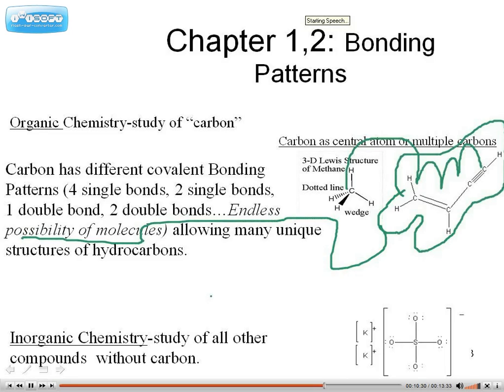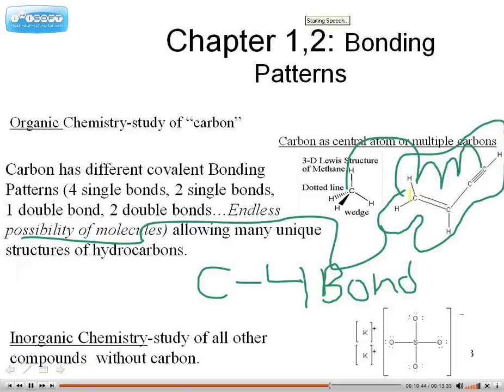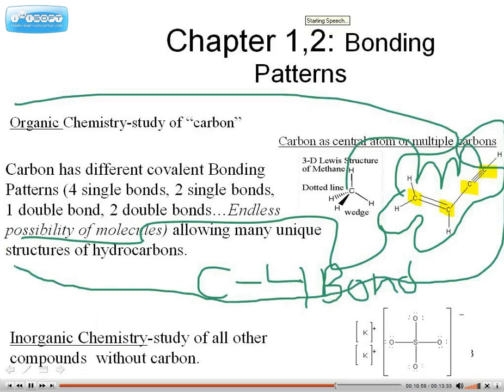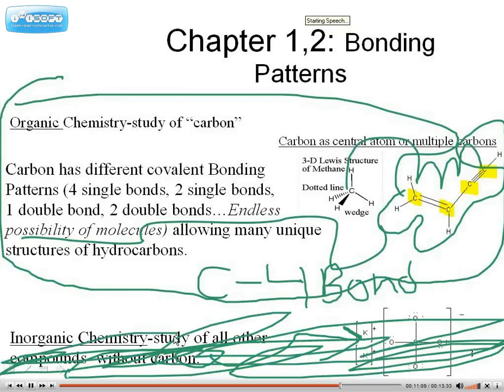I want to point out that for every carbon, we're going to obey the 4-bond rule. Every carbon will always have 4 bonds. So highlighting this molecule up here, if you can see me highlighting it, every one of those carbons has 4 bonds. Notice how I'm focusing on organic chemistry. The other type is inorganic, where there is no carbon present, such as potassium sulfate, and let's avoid inorganic.